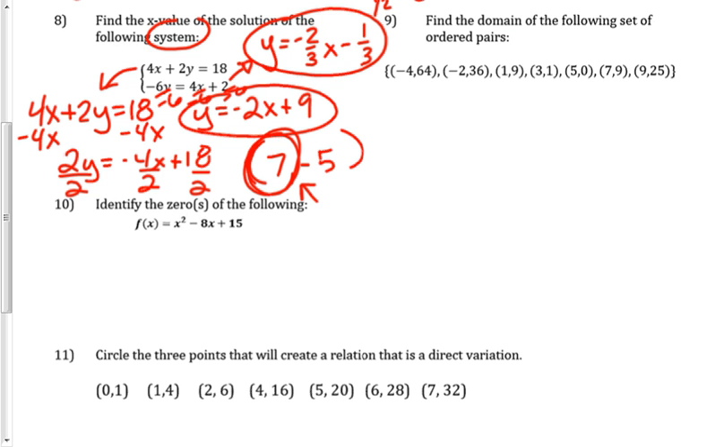Number 9, domain. Those are going to be our x values. We have now entered into our last section, our functions. This is functions and statistics. X values, make sure we put these guys in order and we don't repeat. So negative 4, negative 2, 1, 3, 5, 7, and 9.